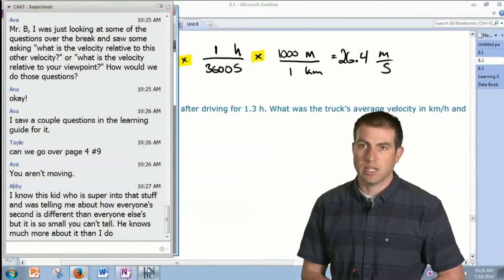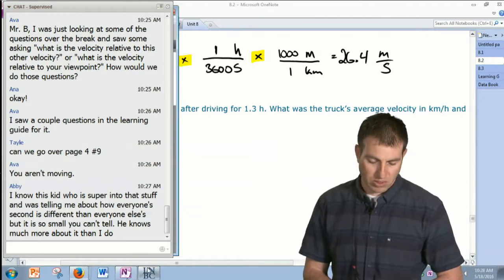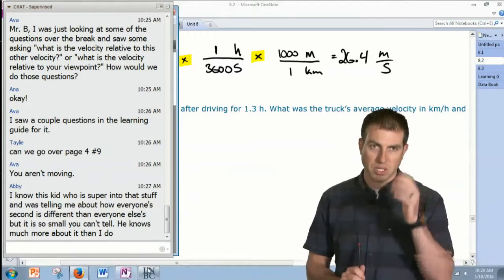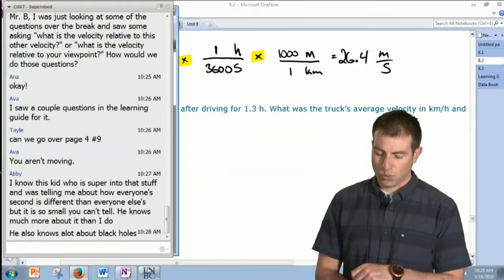Everyone's second is different than anyone else's, but it's also small, you can't tell. He knows much more about it than I do. Yeah, there are some big ideas that can kind of make your brain hurt a little bit, so we'll try not to get into it here.